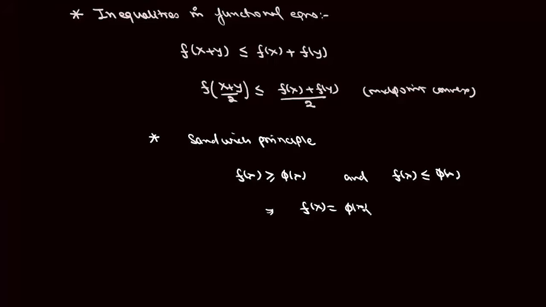So this is one pathway, and the second pathway is that from the inequality you can infer monotonicity or boundedness, which can give you the condition of regularity needed to rule out wild solutions on a Hamel basis.